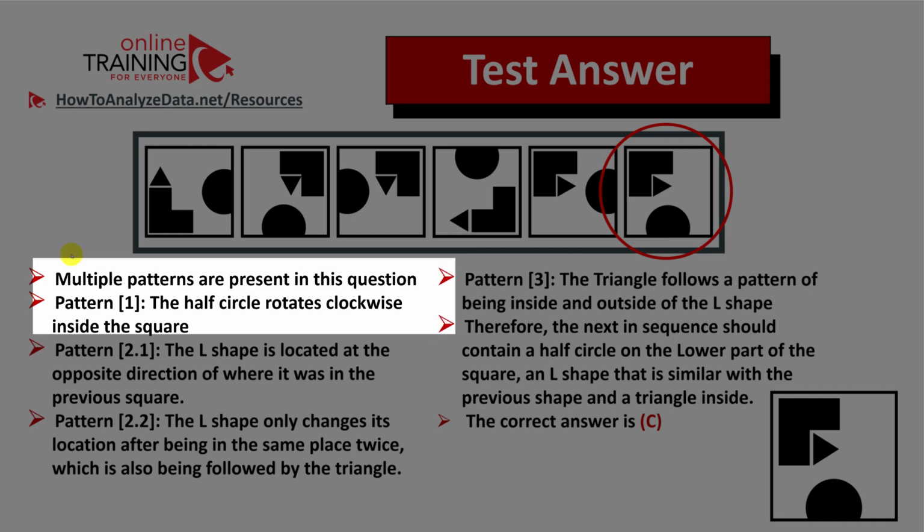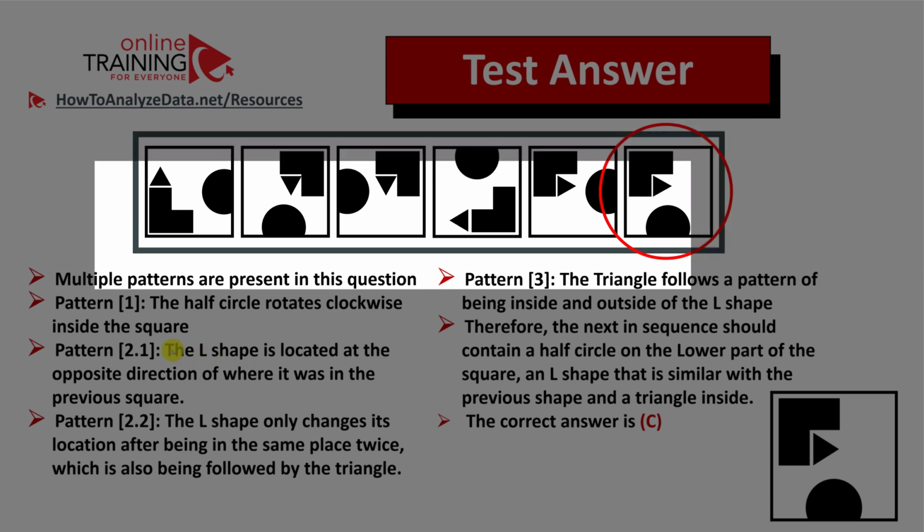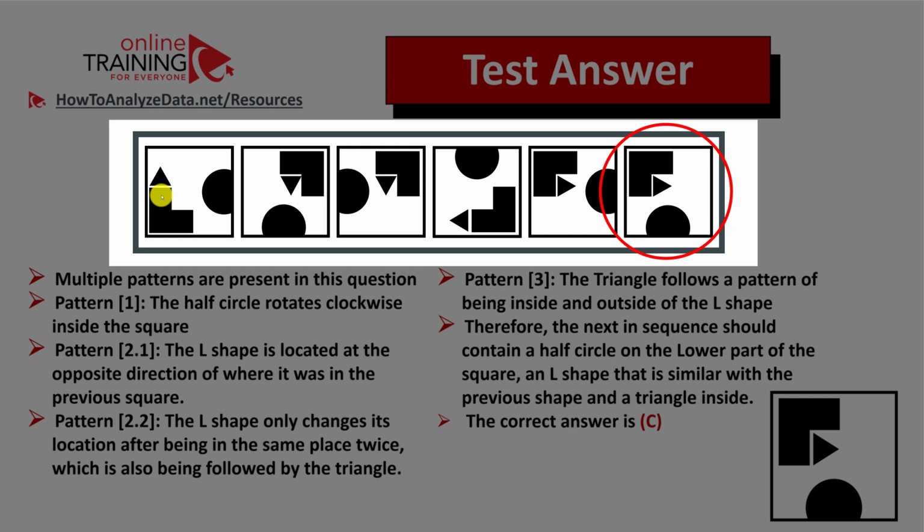The first pattern is where the half circle rotates clockwise inside the square. So the first position is on the right, the next position is at the bottom, then left, top, and then you see the cycle repeating. The second pattern is where the L shape is located in the opposite direction of where it was in the previous square. So you see that the L shape in the first square is located in the bottom left. In the next square, it's located in the upper right corner.